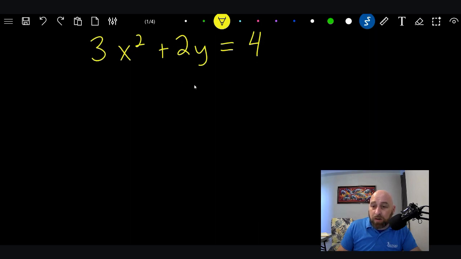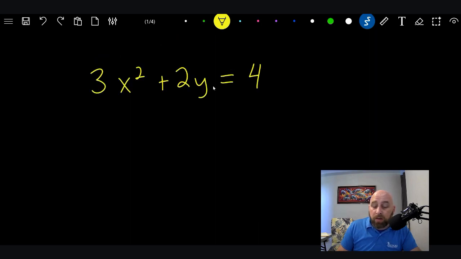3x squared plus 2y equals 4. Is that a function? Well, I don't know. Maybe it is, maybe it isn't. So we need to determine if it is or if it isn't. Some of you might look at this and say, I don't think that's a function because I think that's going to give us two answers. Okay, maybe. But remember, we're solving for y. We're getting y by itself, not getting x by itself. So let's see what happens with that.